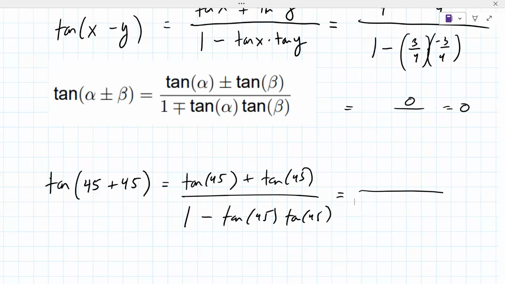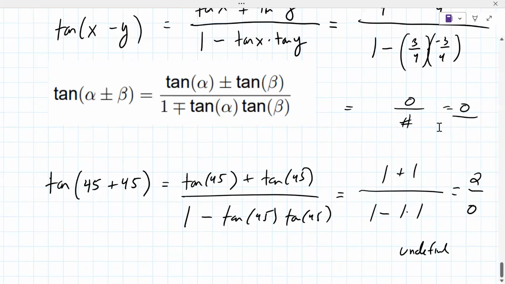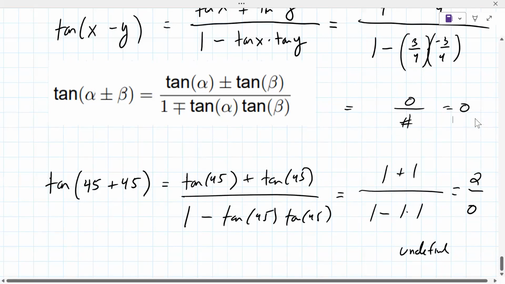1 plus 1 over 1 minus 1 times 1. So 2 over 0. This is undefined. Oh, this one. 0 over a number is 0. But 2 over 0, any number over 0 is undefined.